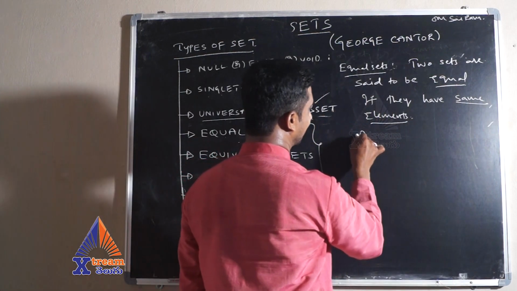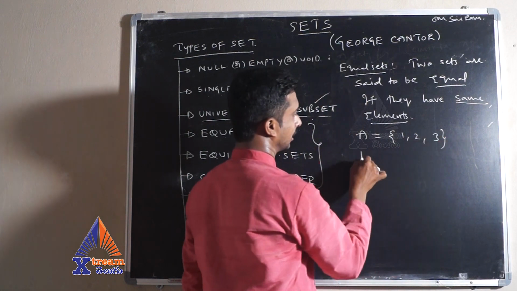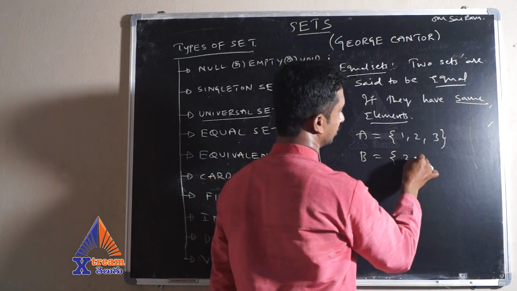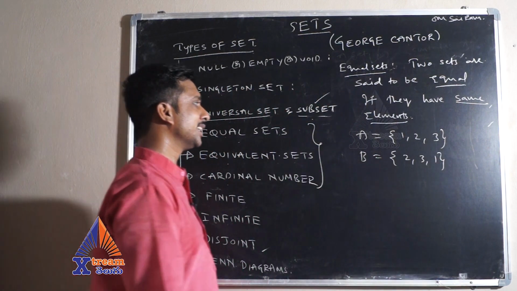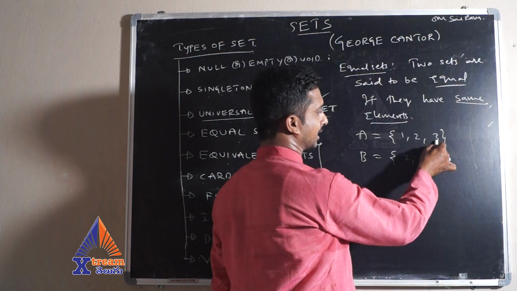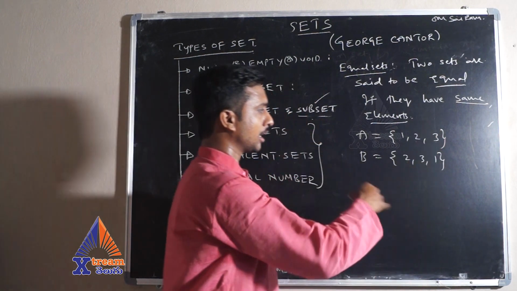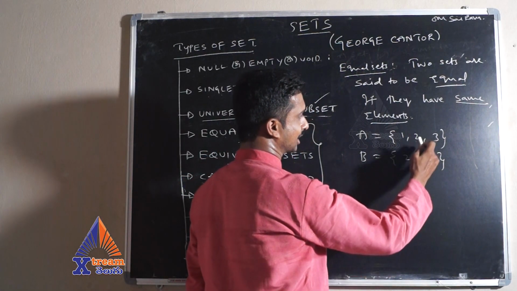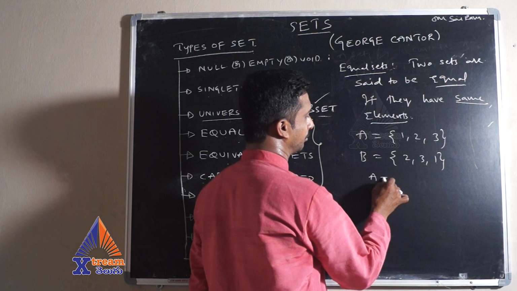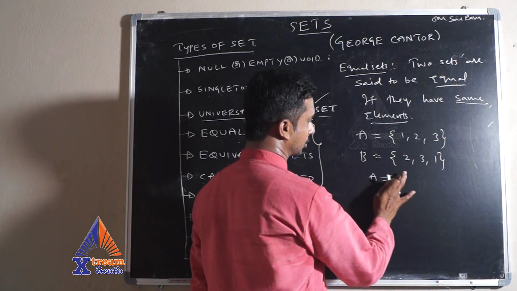That is an example we'll take. Suppose A is {1, 2, 3}, B is equal to {2, 3, 1}. So in A you have 1, 2, 3. In B also you have 1, 2, 3 in another order. So even though the order differs, the elements are the same, so I can say A and B are equal sets. Or else you can take one more example also.